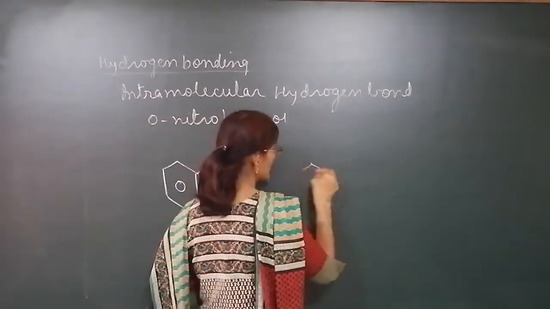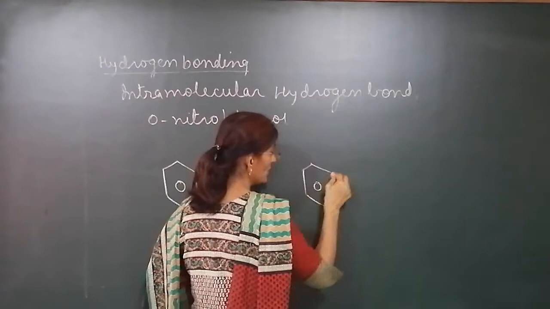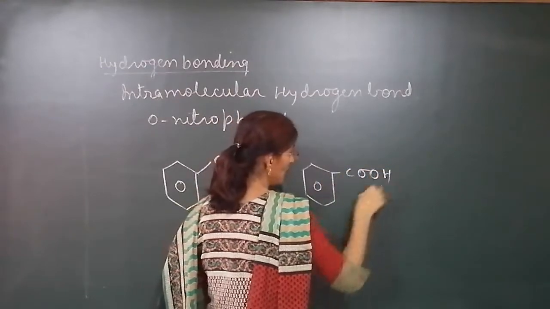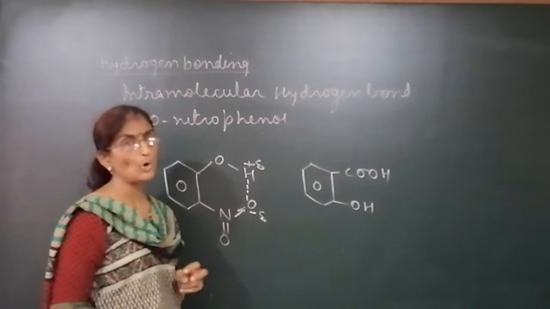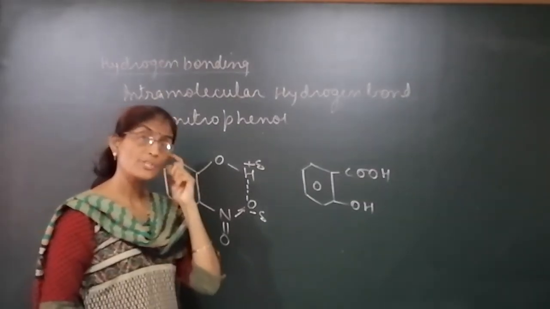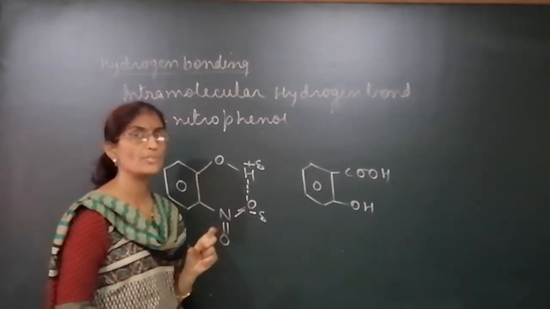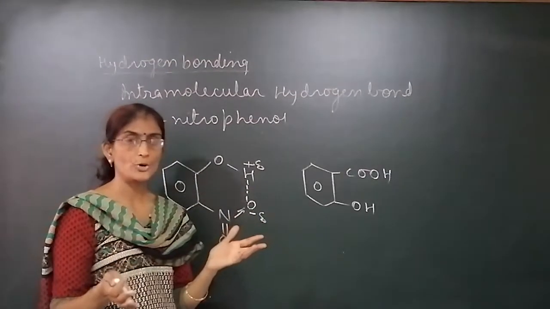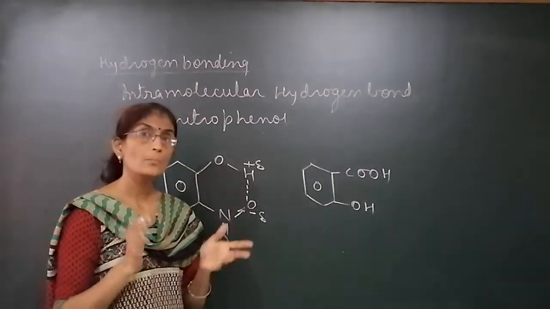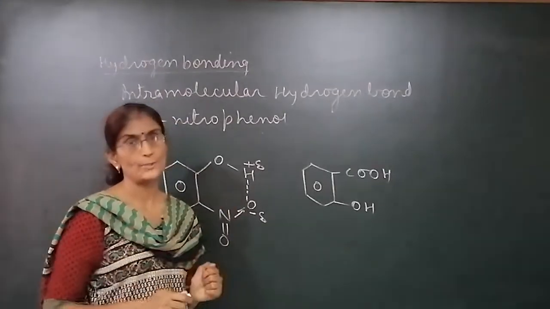In salicylic acid also there is intramolecular hydrogen bond. COOH and OH also form intramolecular hydrogen bonding. So what is intramolecular hydrogen bonding? Intramolecular hydrogen bonding is the hydrogen bond formed between hydrogen and a highly electronegative element, but both belong to the same molecule.